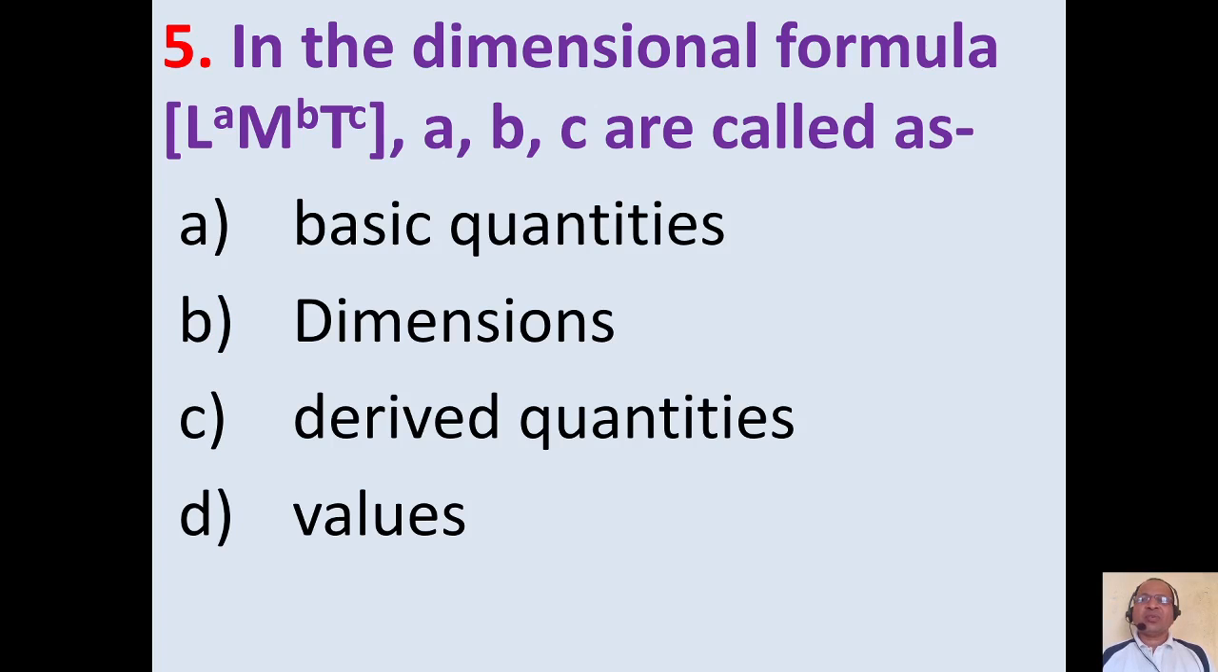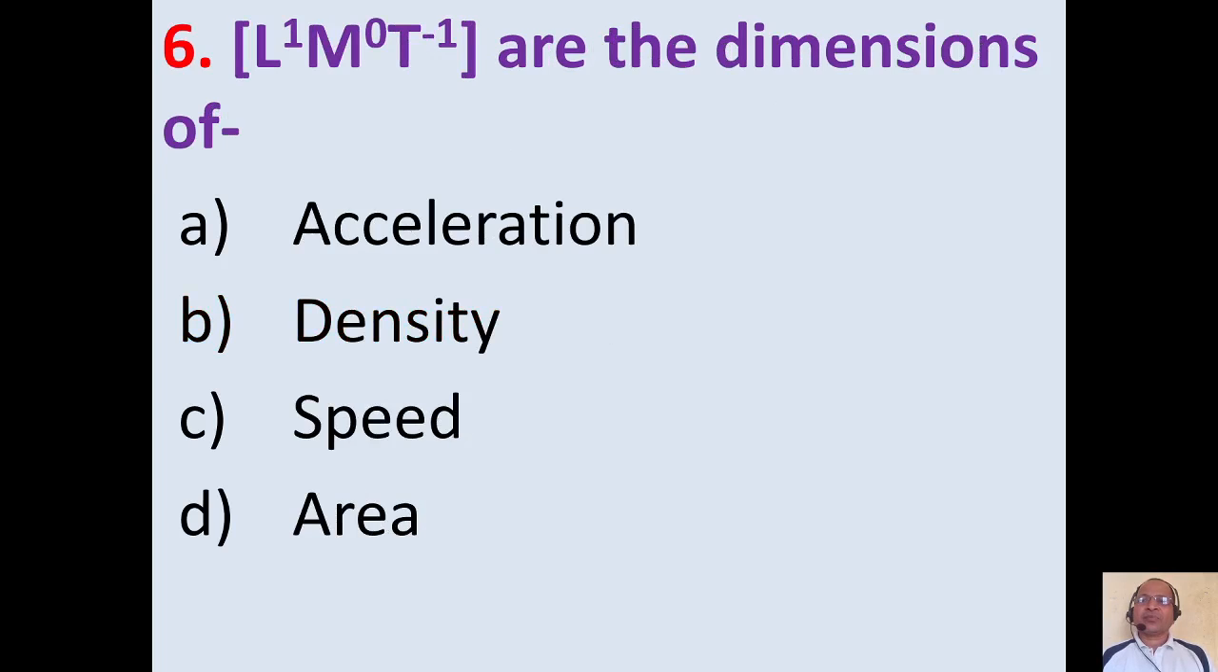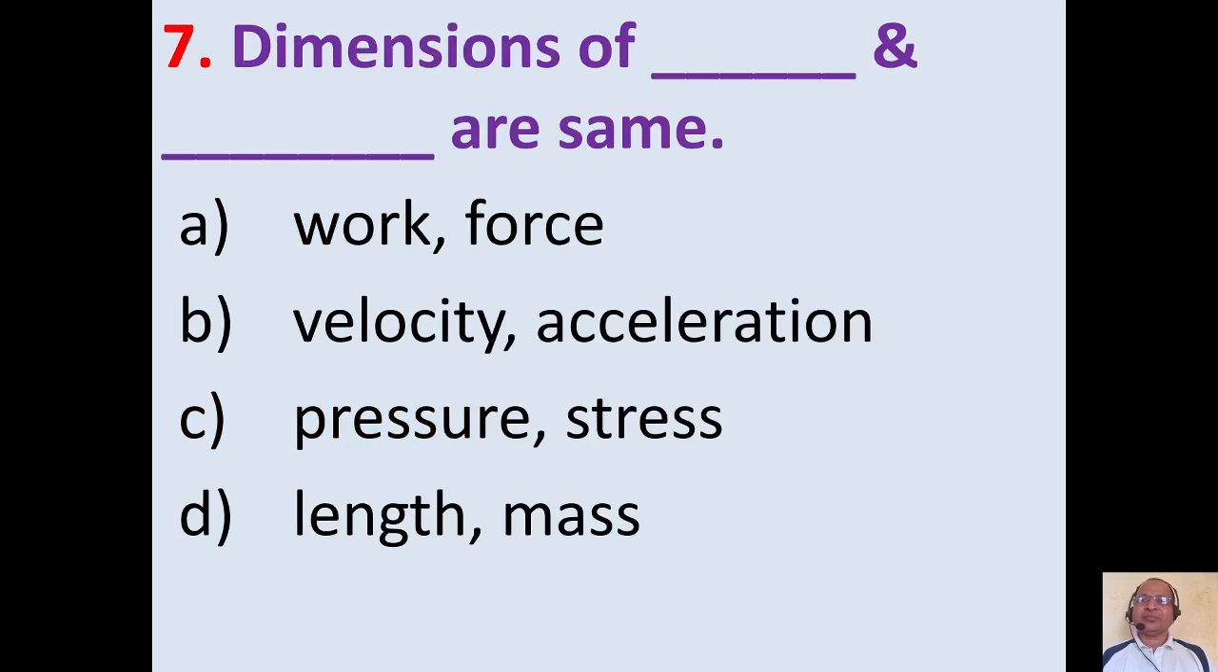In the dimensional formula L raised to A, M raised to B, T raised to C, A, B, C are called as? These A, B, C are the powers, and we call them the dimensions of that physical quantity. So option B is correct. L raised to 1, M raised to 0, T raised to minus 1 are the dimensions of? L is for length, so we write meter. T raised to minus 1 is for time, so we write second raised to minus 1. So meter second raised to minus 1, or meter per second, are the units for speed. So these are the dimensions for speed.